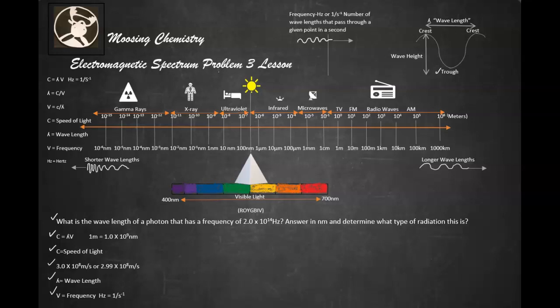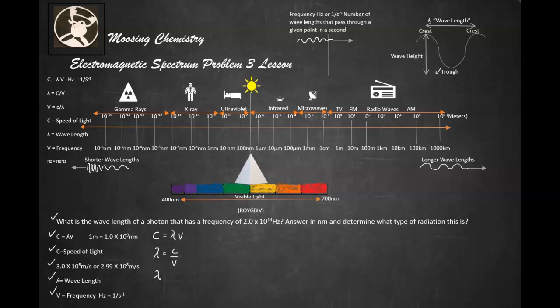Okay, so let's go ahead and put in our original formula. c equals lambda v. We're trying to find wavelength, so we're going to isolate for lambda. So lambda equals c over v. Pretty simple. Now let's go ahead and put our numbers in.